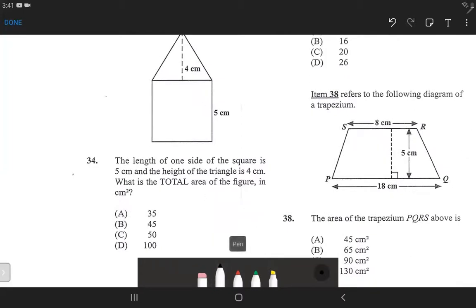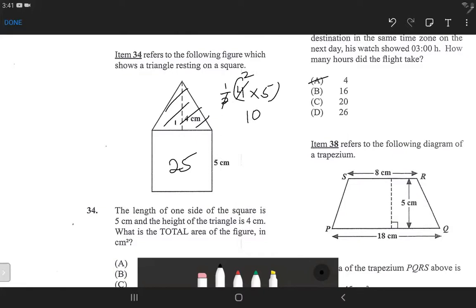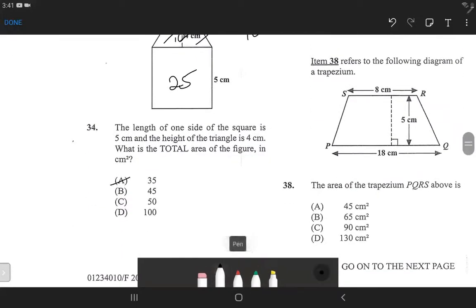Well, the area of the square is 5 by 5, which is 25. And remember that the base of this triangle here is 5. So the area of this triangle up here is a half times 4 times 5. Right, so that's 2 times 5, which is 10. So the whole area will be 10 plus 25, which is of course 35.